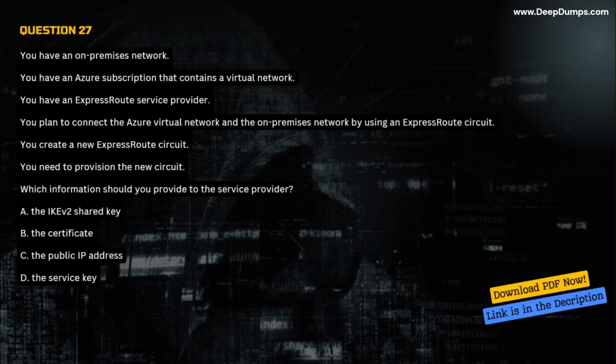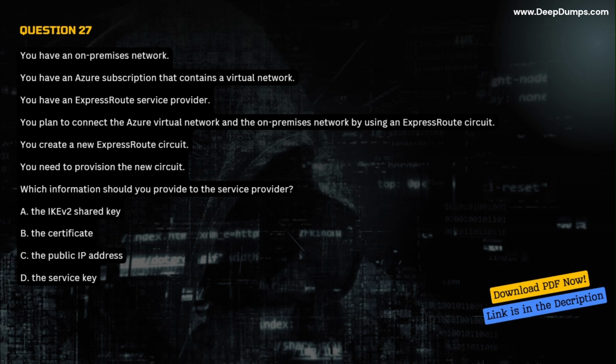Question 27. You have an on-premises network. You have an Azure subscription that contains a virtual network. You have an ExpressRoute service provider. You plan to connect the Azure virtual network and the on-premises network by using an ExpressRoute circuit. You create a new ExpressRoute circuit. You need to provision the new circuit. Which information should you provide to the service provider?